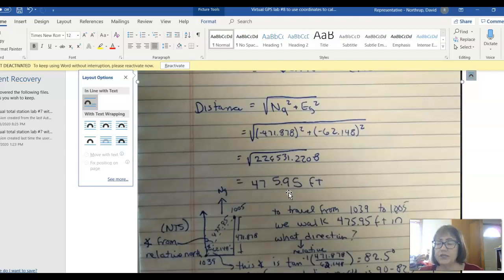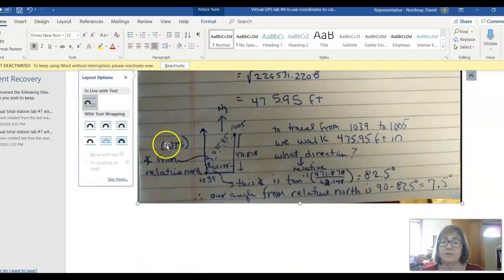Now, the direction that you would take if you were at, say, point 1039 and you wanted to go to 1005, you know that you would need to walk 475.95 feet. However, what would be your direction based on that relative north? Well, once again, you can lay out a little trig problem here. We know that from 1039 to 1005, we have to move 62.148 feet to the east, and we would have to move 471.878 feet to the north, and that the total distance would be 475.95 feet.